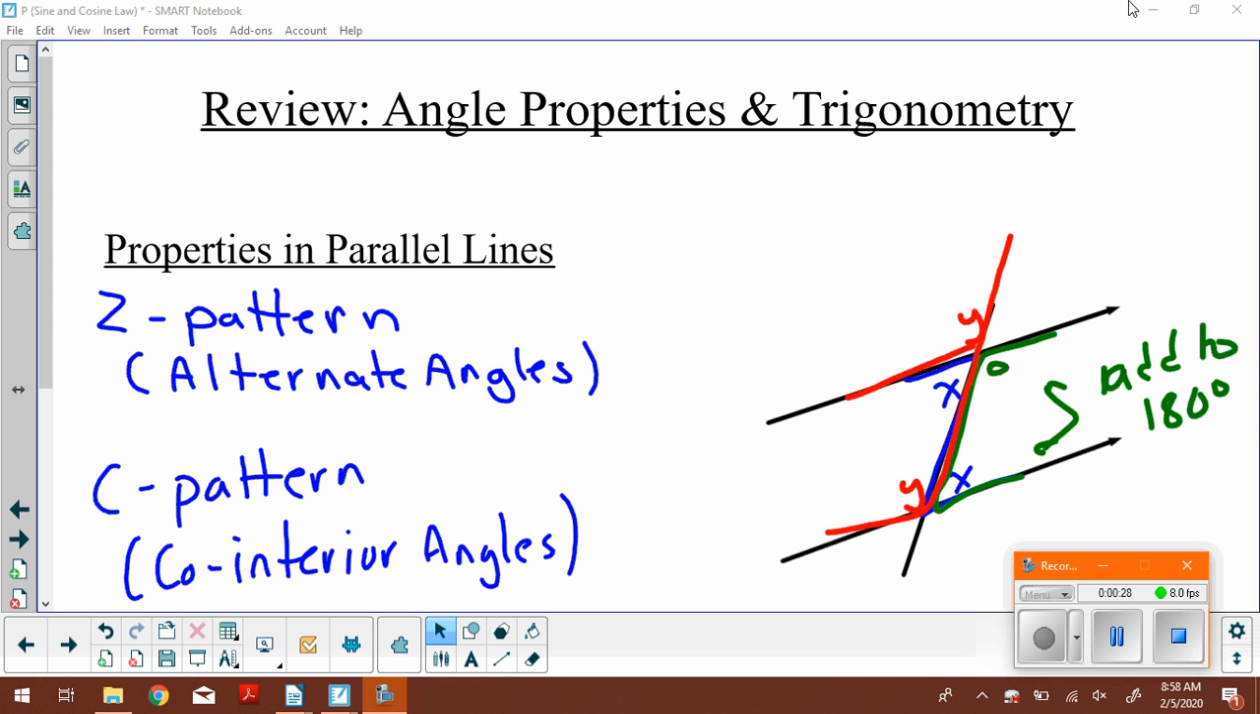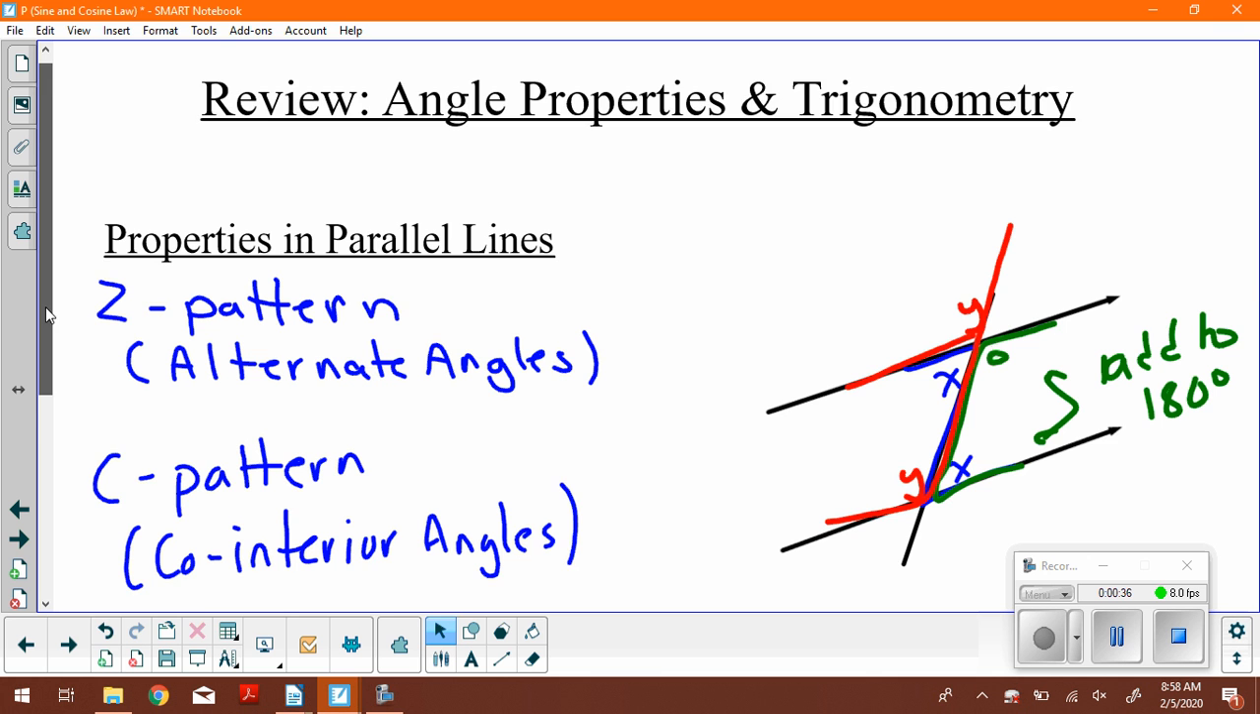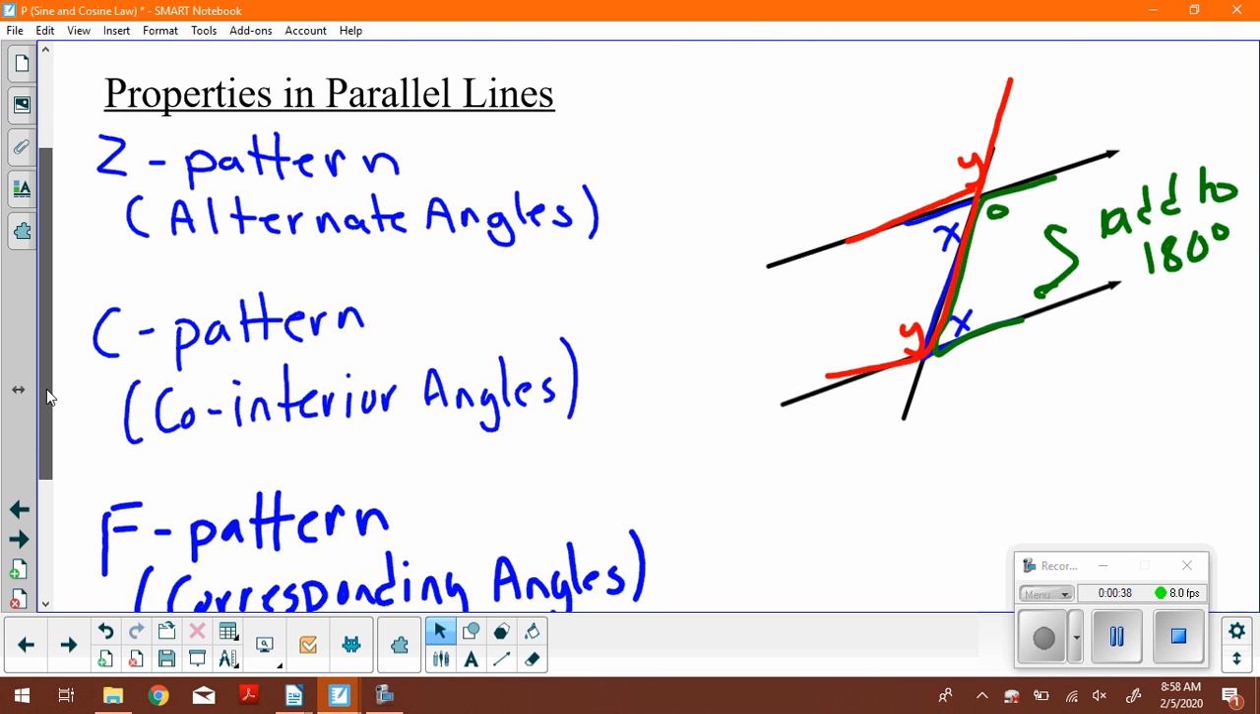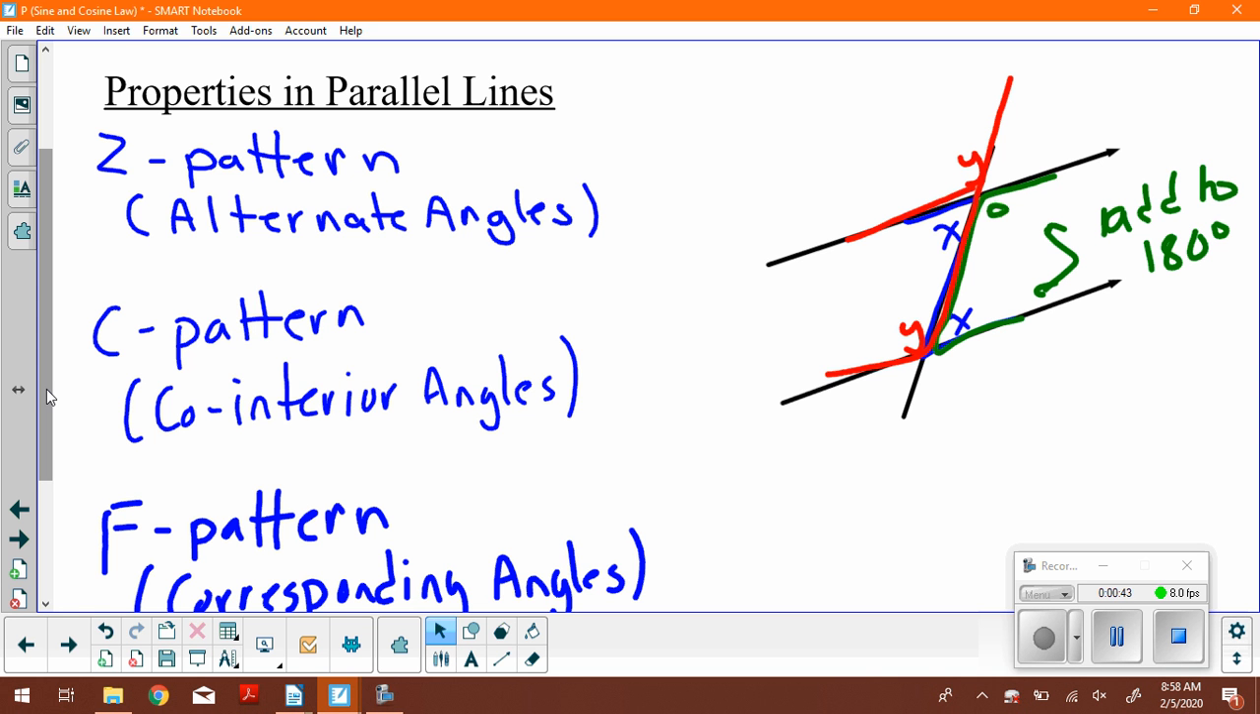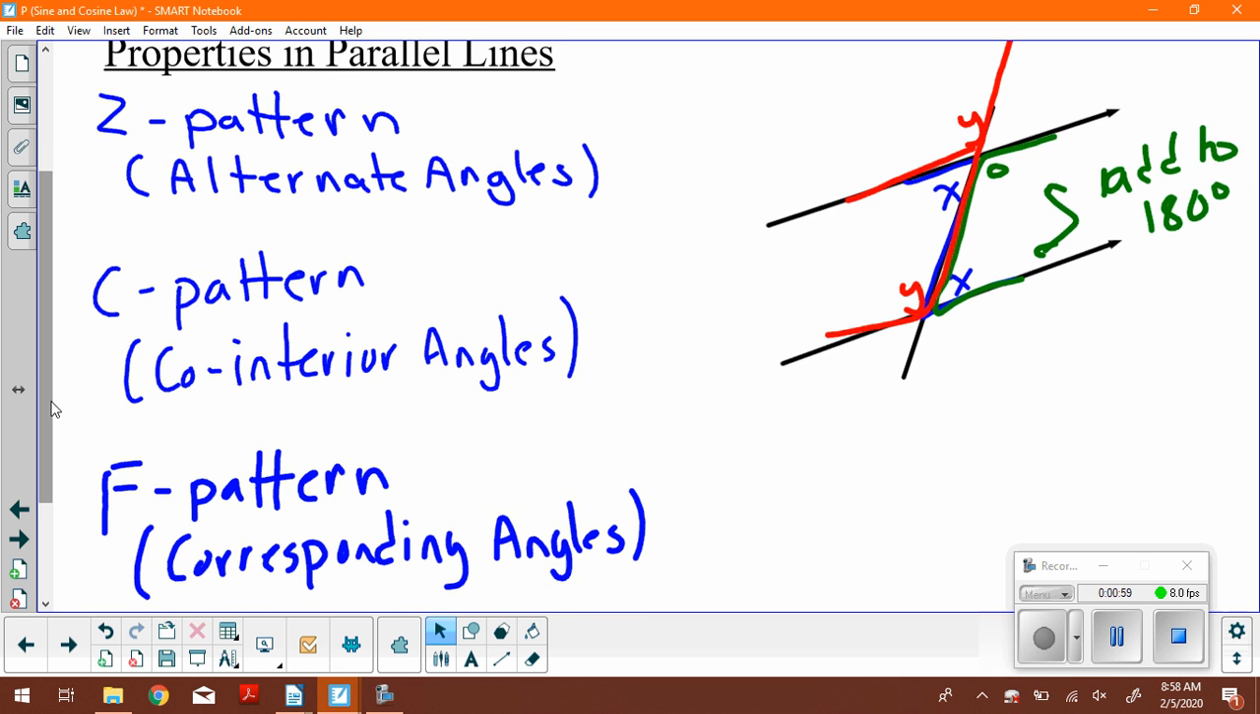This is going back to grade 9. We're talking about the properties of parallel lines. The 3 main ones that hopefully you remember from way back when are the Z pattern, which is called alternate angles, and that's the blue highlighted part there with the X. The C pattern is called co-interior angles, which are 2 angles that add up to 180 degrees when they fit inside the C. And the third one is the F pattern, which is corresponding angles. That's the red highlight there with the Y's.